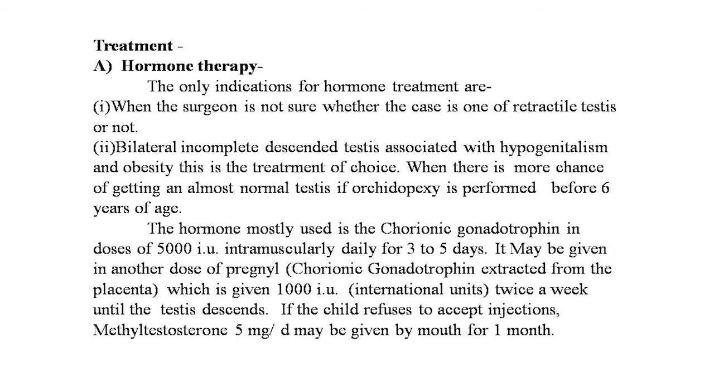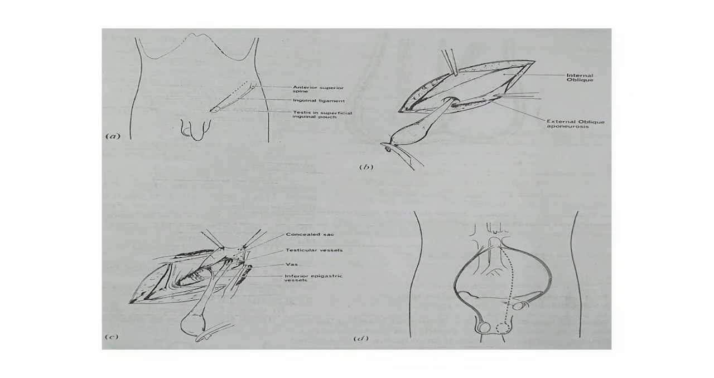The hormone mostly used is chorionic gonadotropin in the dose of 5000 international units intramuscularly daily for 3 to 5 days. It may be given in another form, Pregnyl, that is the chorionic gonadotropin extracted from the placenta, which is given 1000 international units twice a week until the testis descends. If the child refuses to accept the injections, methyl testosterone 5 mg per day may be given by mouth for 1 month.